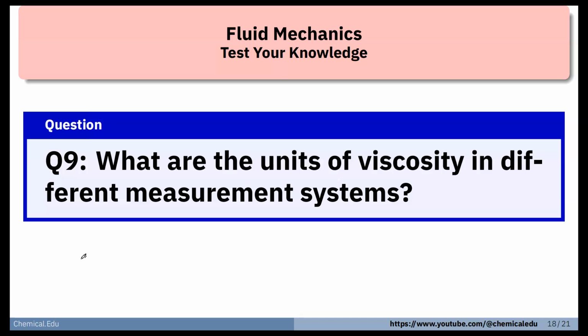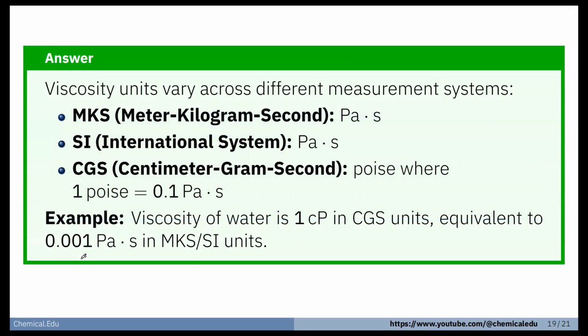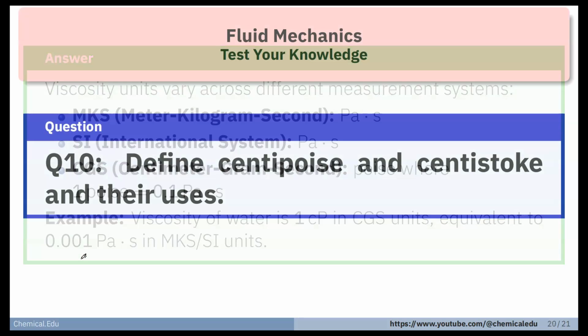Now next question is, what are the units of viscosity in different measurement systems? So viscosity units vary across different measurement systems. MKS system, that is Pascal second, SI international system, again Pascal second, CGS centimeter gram second, that is poise, where 1 poise is 0.1 Pascal second, or gram per centimeter second. Viscosity of water is 1 cP in CGS unit, equivalent to 0.001 Pascal second in MKS or SI unit.